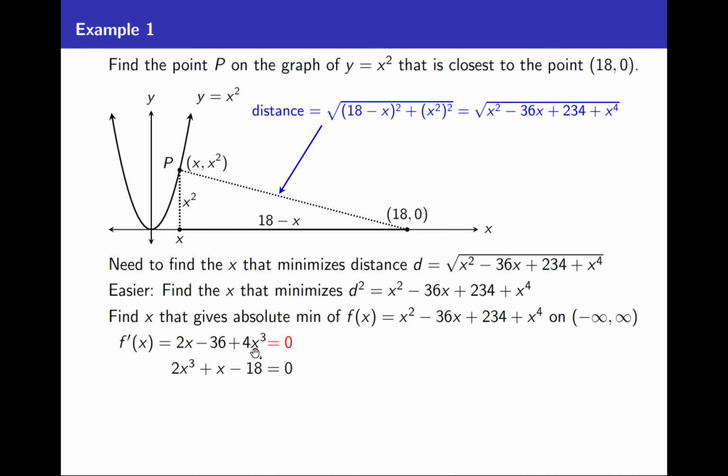Now let me put the highest power of x first, so the x cubed is right there, and notice that every coefficient here is a multiple of 2, so we can multiply both sides of this equation by 1/2 just to make the numbers a little more manageable. Doing that gives us the equation 2x cubed plus x minus 18 equals 0. So to find the critical points, we need to solve this equation.